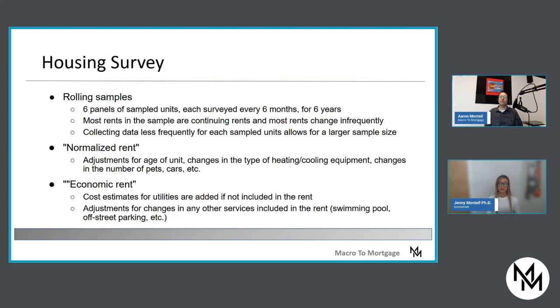Okay, then there's something called economic rent, where cost estimates for utilities are added in if they're not included in the rent. And that's because most renters' rent includes utilities. So again, this is just getting it apples to apples. And then there are adjustments for any changes in other services included in the rent, like say your rent went up, but it's because now the apartment complex has a swimming pool or you have off-street parking now, things like that. So they're trying to make everything, again, apples to apples. So they do a lot of work for this.